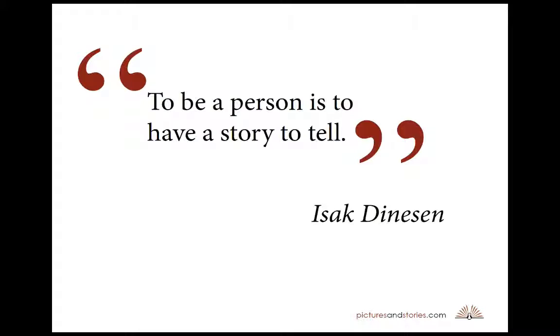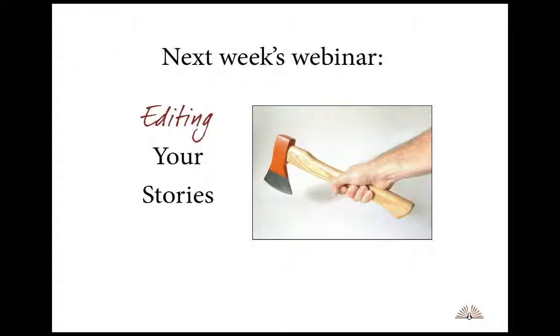The last thing I want to leave you with is Isak Dinesen, who wrote Out of Africa, if anybody's read that book. She says, to be a person is to have a story to tell. And I just want to encourage all of you that everyone has a story to tell. Everybody has interesting things that have happened in their lives. This process will help you find what's interesting about your life. It can be really fun, and you will learn a lot about yourself by doing this.